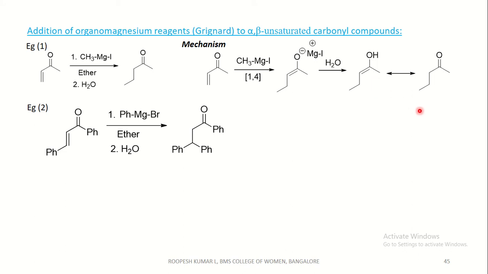This is a keto-enol tautomerization, and we get the corresponding ketone. Coming to the second example, which is similar to the first one, the phenyl, which possesses a negative charge, attacks here, and this bond shifts here, and this bond forms a negative charge on oxygen, which takes up a proton from water to form the corresponding ketone.